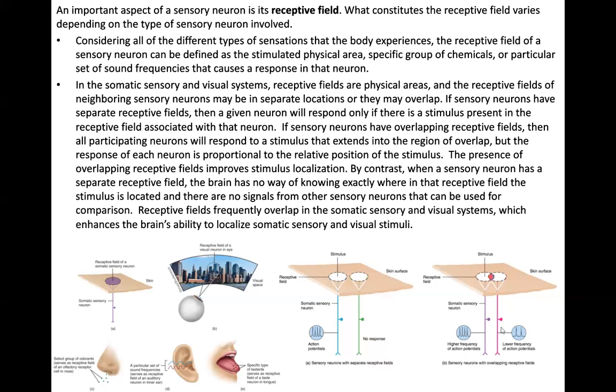So although the stimulus is coming from outside of this neuron's receptive field, action potentials are still being created. But the response of each neuron is proportional to the relative position of the stimulus. In other words, since this neuron is being more stimulated, more action potentials are being created than there are over here. And we have a high frequency of action potentials shown here in purple, very low frequency here in the pink one. This is going to help with stimulus localization. In other words, it helps you locate where a stimulus is acting on the body.